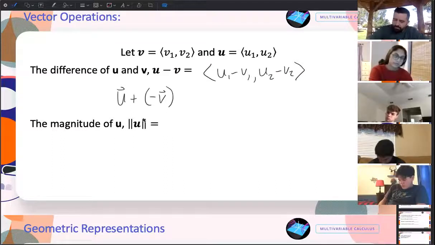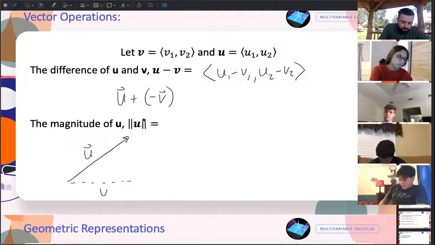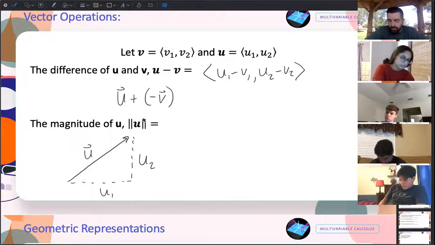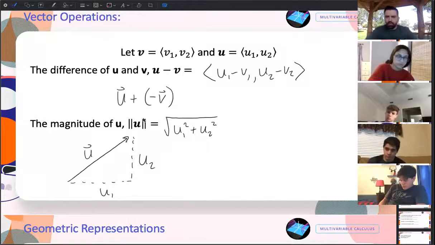And then the magnitude of u. If we think of u as having gone u1 this way and u2 this way, magnitude is really easy to find, it's length. We're just doing the distance formula or Pythagorean theorem, the same thing. We're just taking the square root of u1 squared plus u2 squared. To get the length of u, we square the components, add them together, and then take the square root.